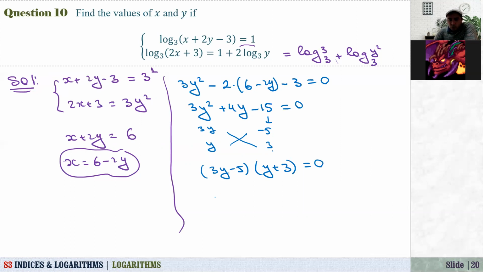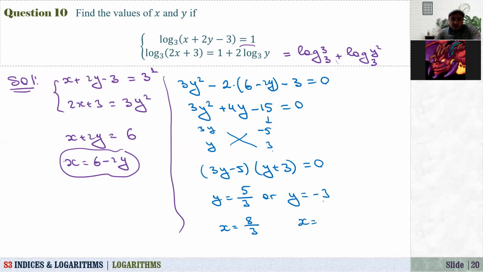So from here, y is equal to 5 over 3, or y is equal to negative 3. If y is equal to 5 over 3, what is x? Then x will be 6 minus 2 times 5 over 3. That's equal to 8 over 3.